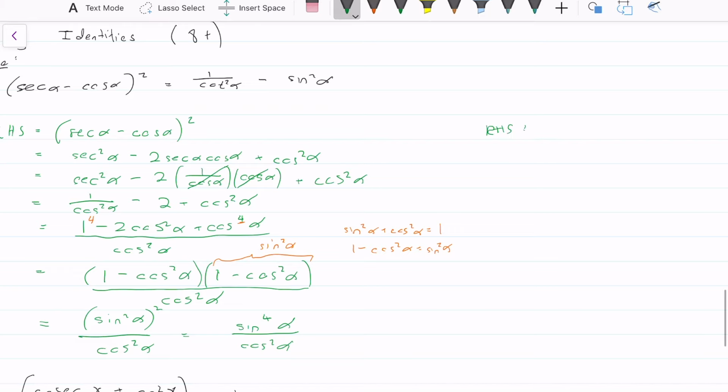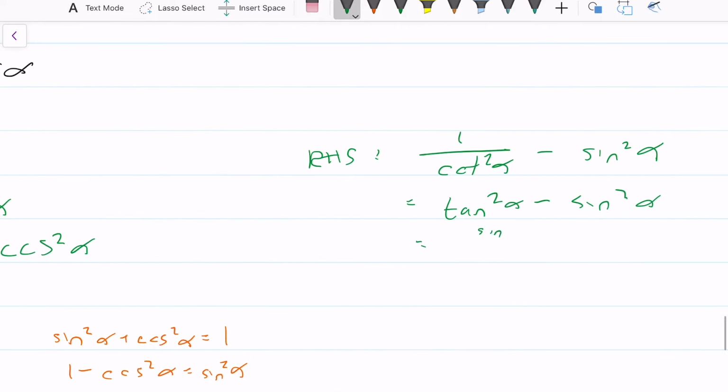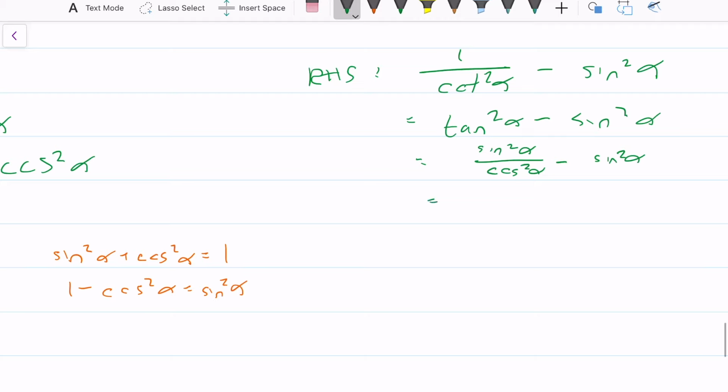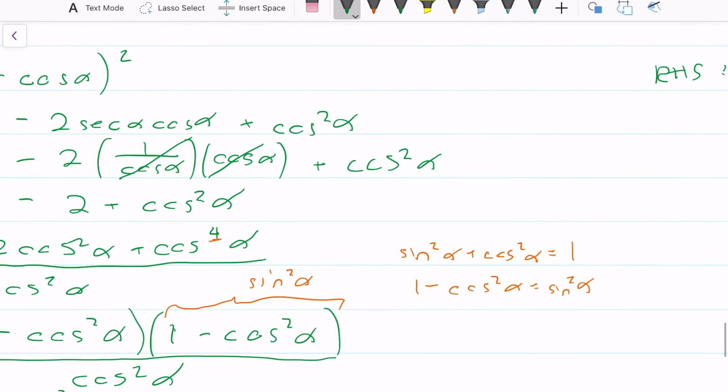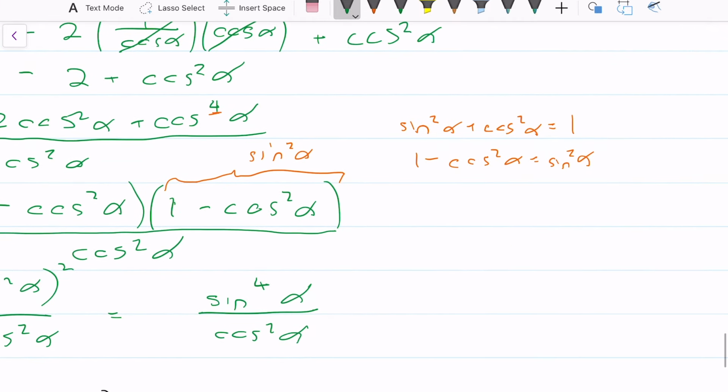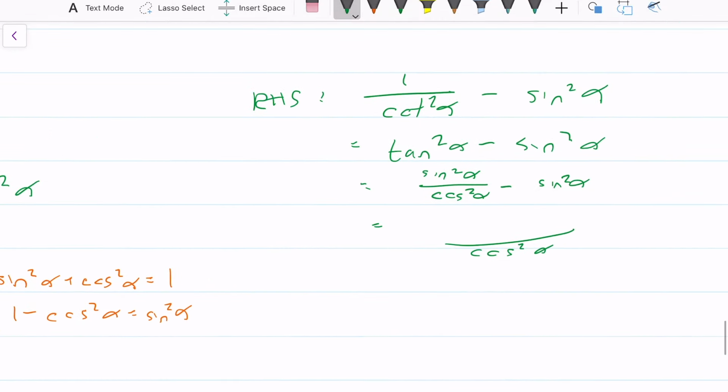On the right-hand side we have 1 over cot squared alpha minus sine squared alpha. So 1 over cot is exactly tan, giving tan squared alpha minus sine squared alpha. I'm going to write this as sine squared alpha over cos squared alpha minus sine squared alpha. Then I'm going to get an LCD of cos squared alpha. At this point, we can see we've got the same denominator as our final left-hand side, so we know we're on the right track. So let's see what happens.